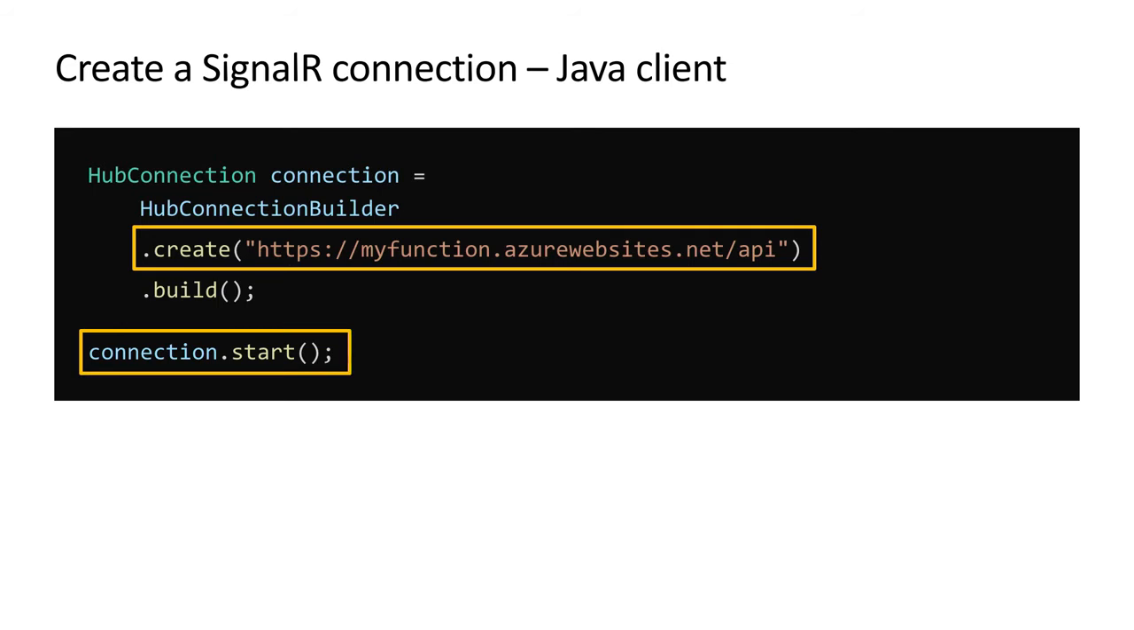So this is all Java code I've been showing you. At Ignite, I showed C# and JavaScript, so I thought I'd change it up a little bit. So this is how you would connect from a Java client. It's pretty simple. You create a connection, give it the function's URL, and then you say start. Not too much to it.